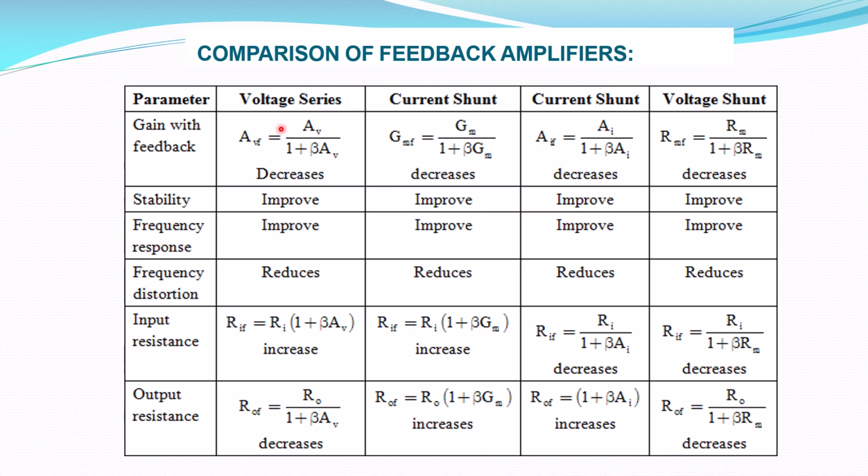So here the gain value will be based on the values. Here the value will increase and then decrease. So in all the types of amplifier, the gain value will decrease. And next one, stability level. For all the configurations, the stability level is improved. This is the main purpose of the feedback amplifier. So from the analysis of the gain, RIF and R naught F, the stability value is improved, the frequency response is also improved, and distortion will be low.